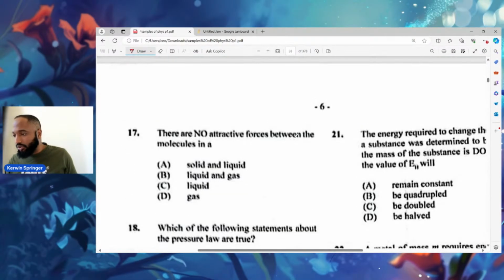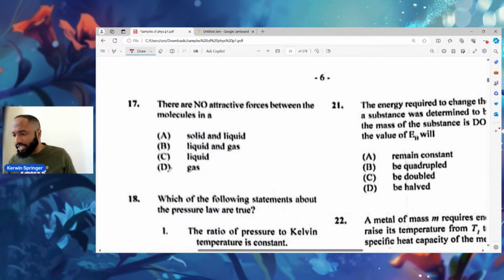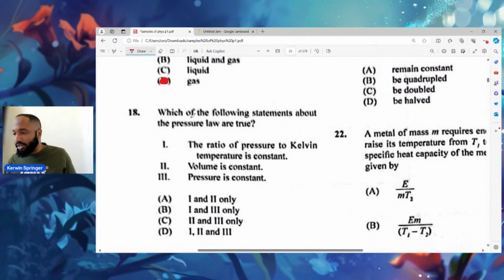There are no attractive forces between the molecules in a gas. I mean, it might have some minute attractive forces every now and then. Which of the following statements about the pressure law are true? Pressure law: volume is constant, and the ratio of pressure to Kelvin temperature is constant. So 1 and 2 only. A.